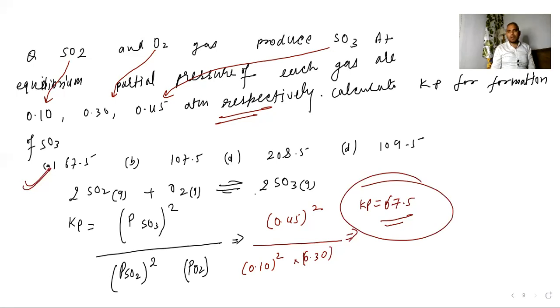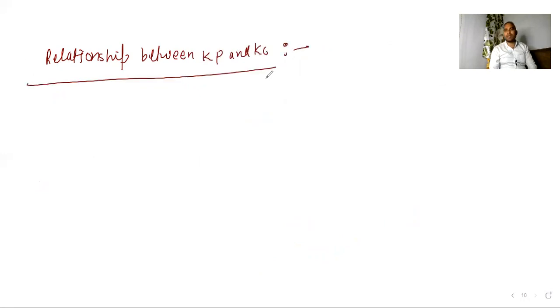Next, one more relation that I am going to tell you: the relationship between Kp and Kc. How can you establish the relationship between Kp and Kc? Because Kp and Kc are not always equal. For all reactions, they are not going to be equal. Under certain conditions, they can be equal, but in 99% of cases, they are not equal.